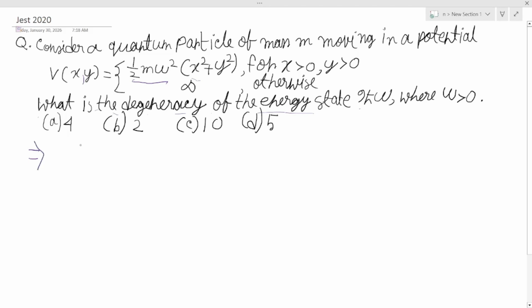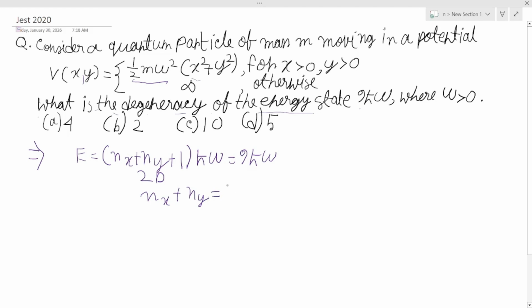The energy state of a 2D quantum harmonic oscillator is E equals Nx plus Ny plus 1 h cross omega. The given value of E is 9 h cross omega. If we simplify it, we get the value of Nx plus Ny is 8. So Nx plus Ny is 8.